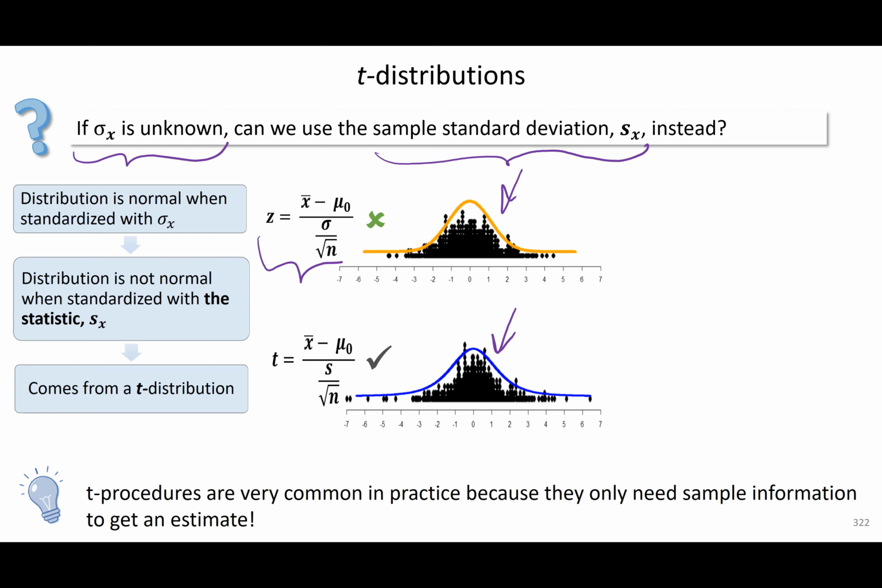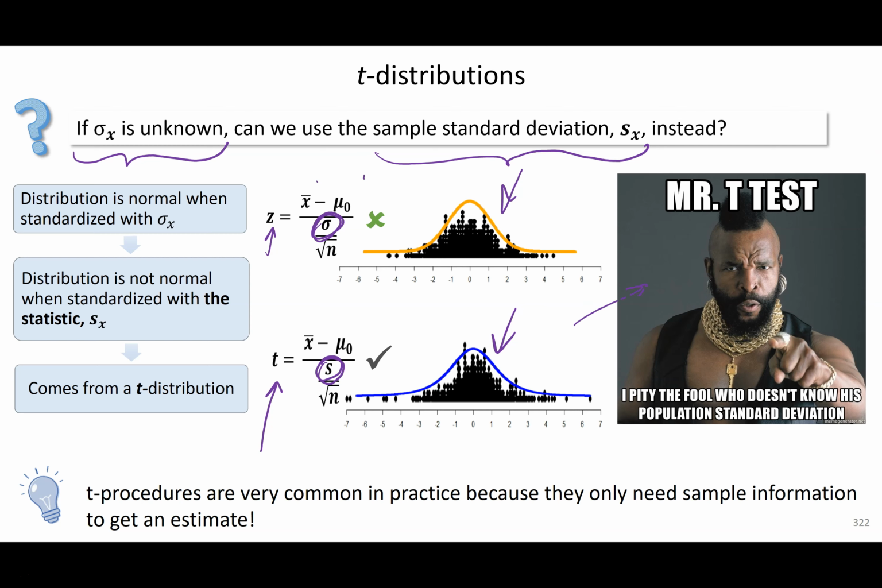So here's our Z statistic. You might recognize the equation. And here, Z test statistic, T test statistic, the only difference is one uses sigma and one uses the standard deviation from the sample. So when we calculate a t-test statistic, instead of using a standard normal reference distribution to find the p-value, we now have to use a t-distribution to find the p-value.